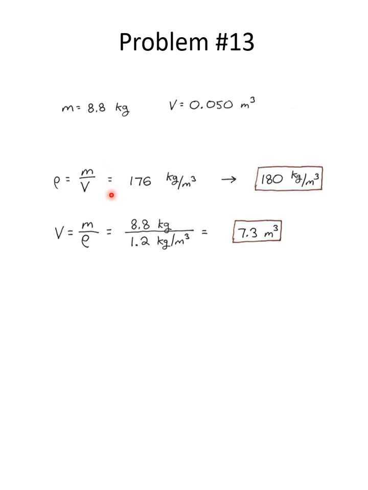We'll do density as mass divided by volume, divide those numbers. You should get 176 kilograms per cubic meter. And given two significant figures, I'll round that to 180.